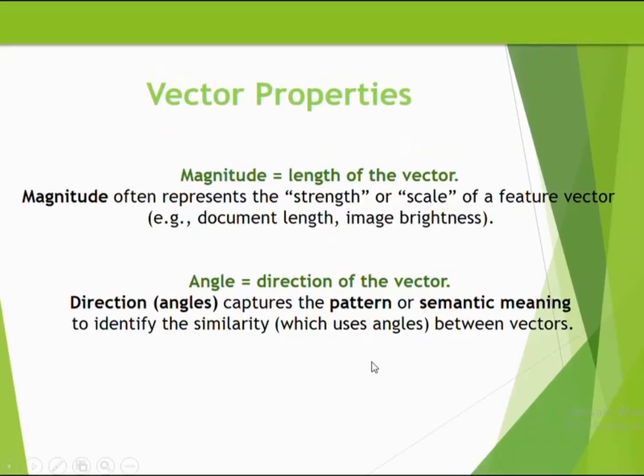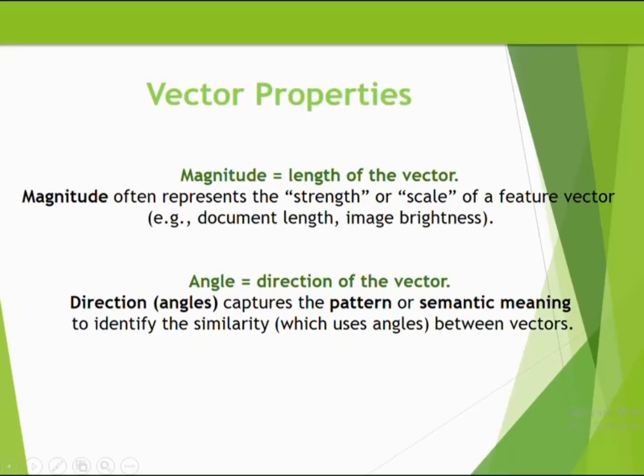Now coming to the properties part. Based on these two properties, we can identify the magnitude and the similarity between vectors. When we say magnitude, the first property, formally it is the length of a vector. It actually measures the strength, scale, or size of a vector. It will tell whether a vector is large or small.